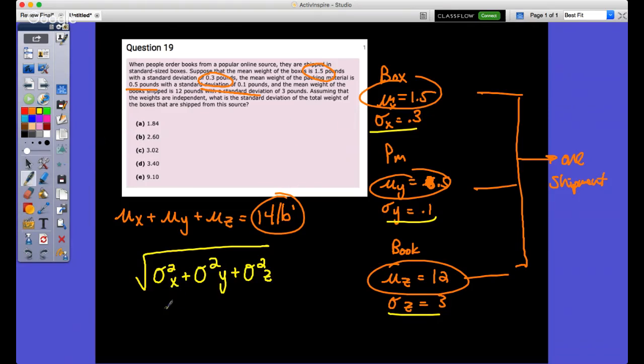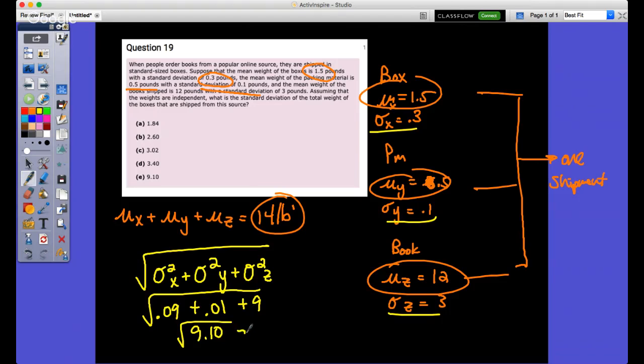0.3 squared would be 0.09. 0.1 squared would be 0.01. I was looking at the mean. 3 squared would be 9. Okay? So we got all of these together. So we've got 9.10. And then we take the square root of it. So let's do square root of 9.10. I hope I did that in my head right. Square root 9.10.